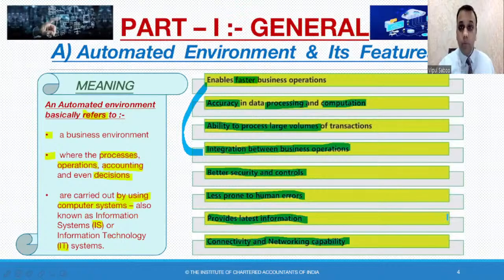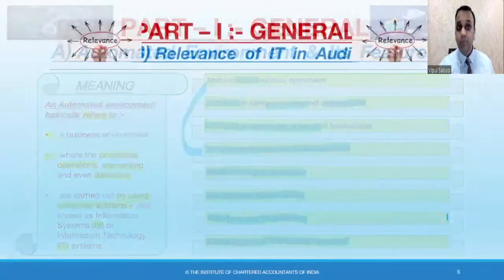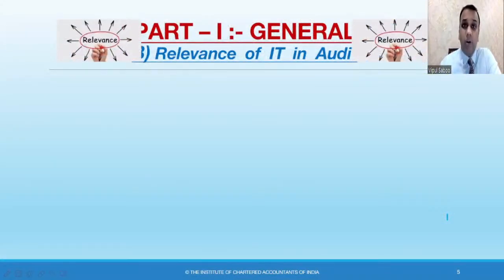Okay. So next we move to relevance of IT in audit. What is the relevance of information technology in audit? So we understood what is information technology and what is automation, what is an automated environment. An automated environment is a business environment where the operations are being managed through information systems. We understood about these features. So we have applied SA 315. We have got to know what an automated environment is.